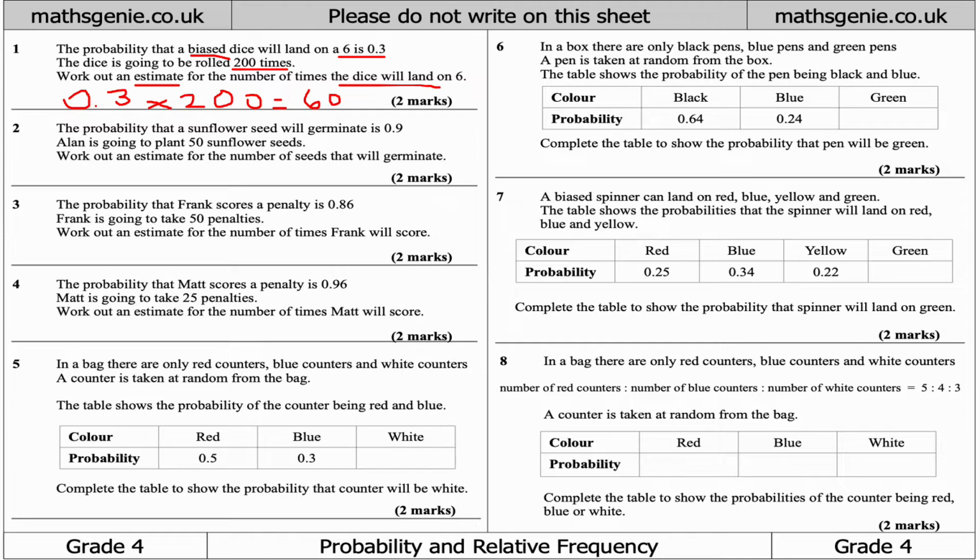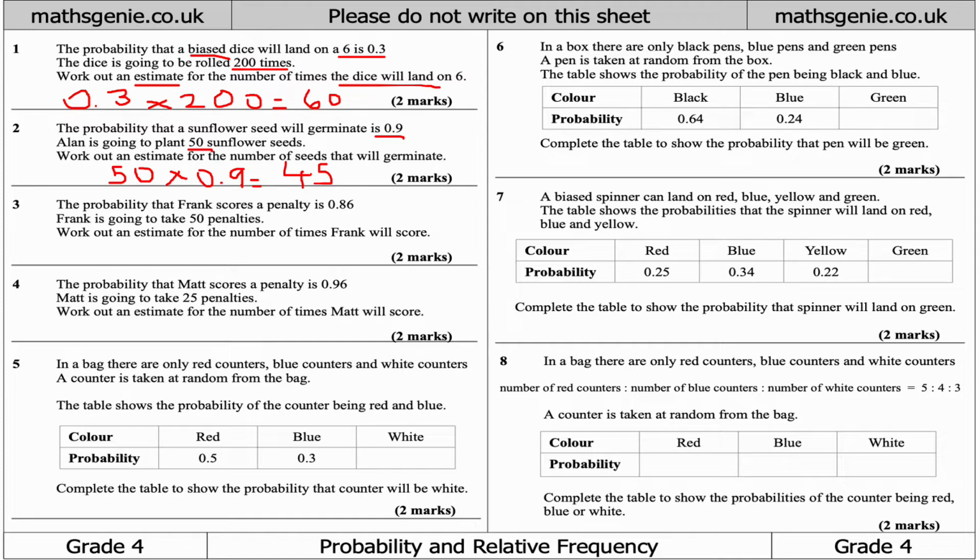This is question number 2. The probability that a sunflower will germinate is 0.9. Alan is going to plant 50 sunflower seeds. Work out an estimate of the number of seeds that will germinate. Well, it's 50 multiplied by 0.9. 50 times 9 is 450, and then divide it by 10 is going to be 45. There is a little trick here: if I multiply by a decimal, my answer is always going to be smaller.